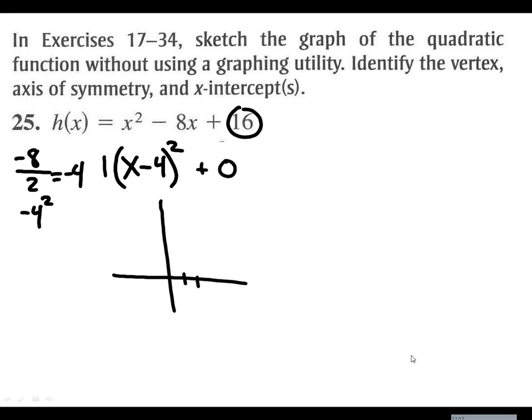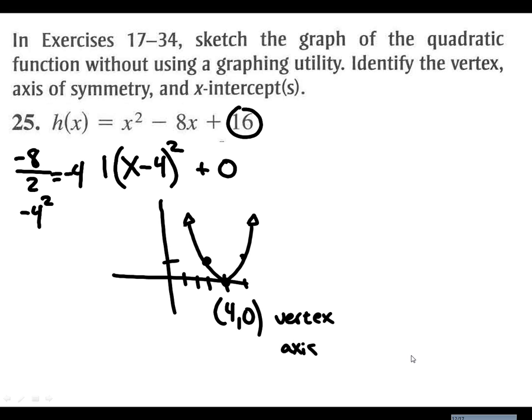Our vertex is at 4, 0. And this one is pointing up 1 over 1. And off we go. And so we've got a few things. We've got our vertex. We need our axis of symmetry. That's going to be the line running right through the middle. So that hits x equals 4. And we do need our x-intercepts. In this case, the x-intercept is the exact same thing as the vertex here, 4, 0.